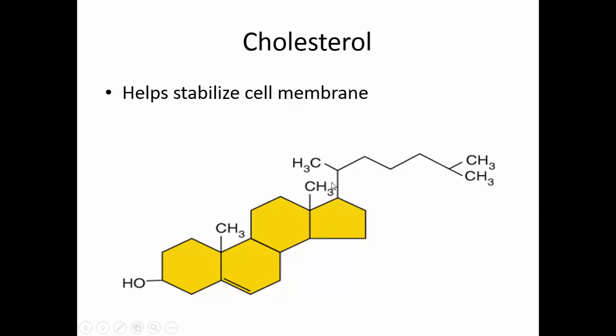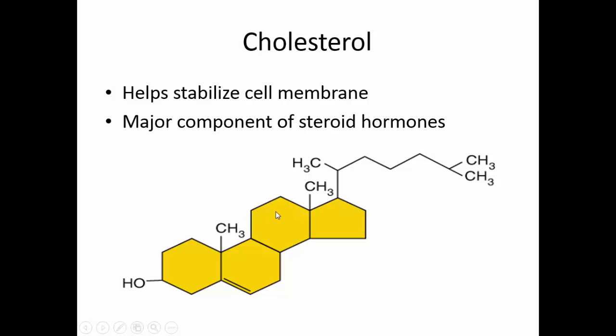Cholesterol is used to help stabilize the cell membrane. Here again you have some of these ring compounds, so there are carbons in all of these points. So there's a lot of carbon here. But you can see this is a very stiff, stable kind of molecule. So this can be interwoven in those phospholipid tails and can help stabilize the membrane. Also, cholesterol is a major component of steroid hormones.